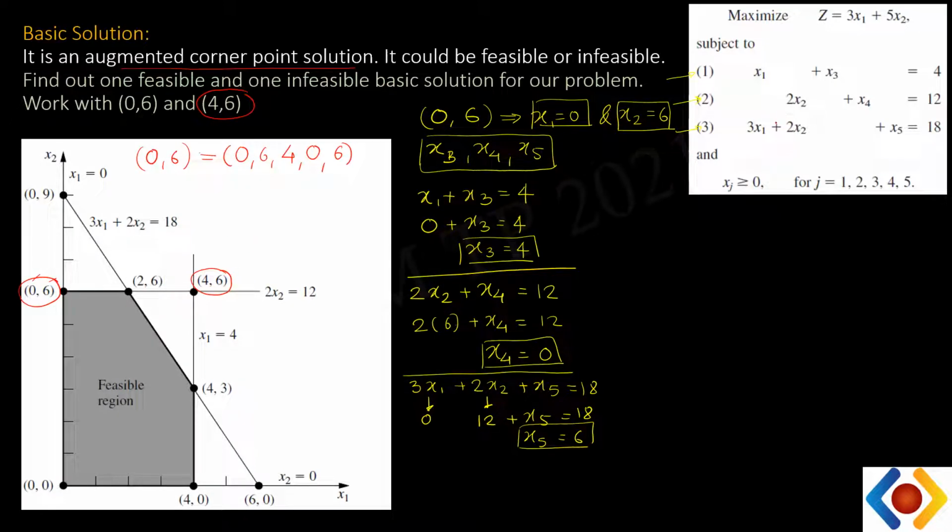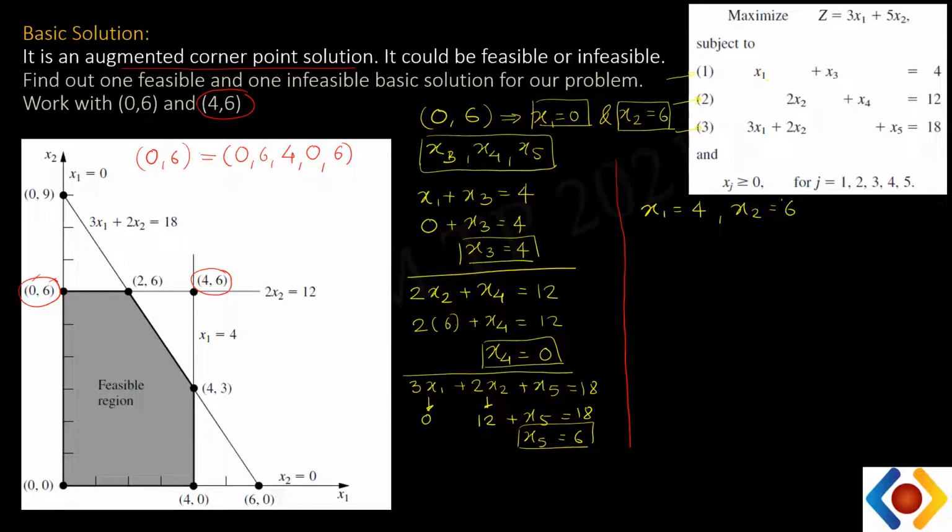Following the same process. x5 becomes negative. That's okay, whatever is the value. But there's a non-negativity constraint, right? So let's do that quickly. What do we have already? x1 is equal to 4, right? And x2 is equal to 6.